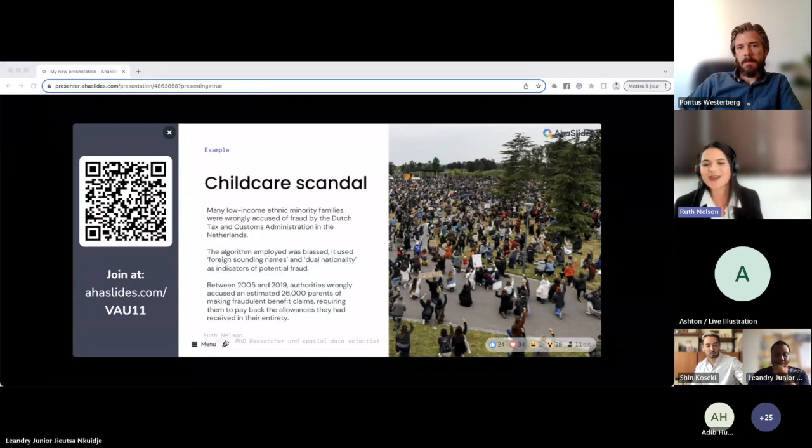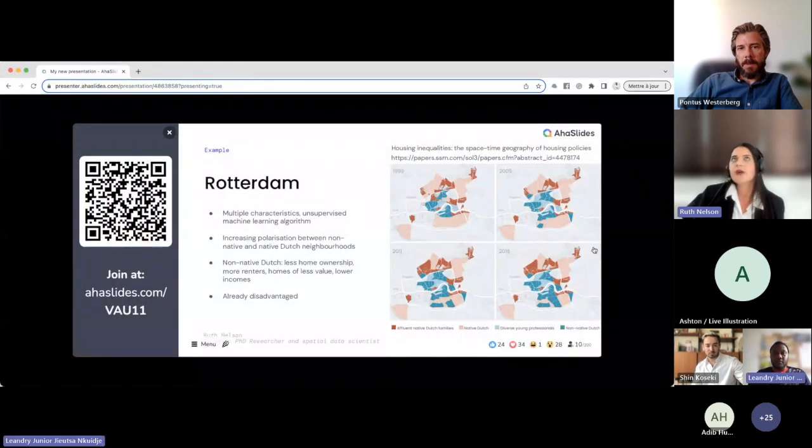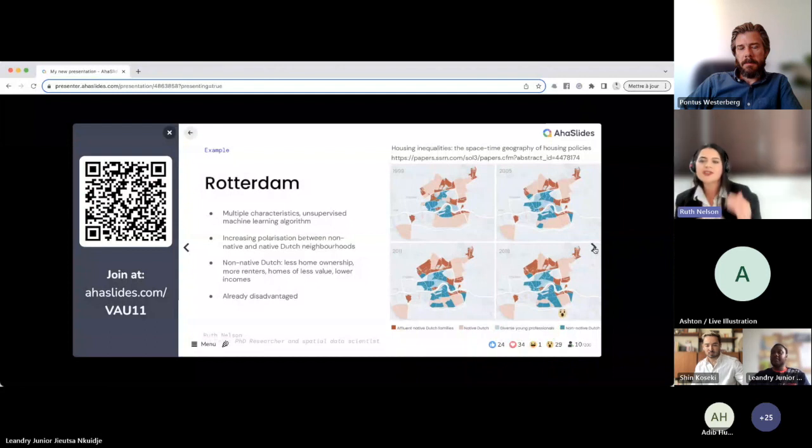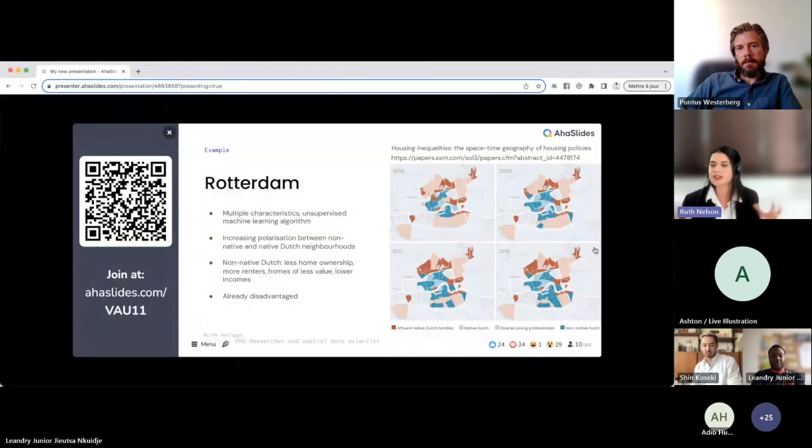So these facts alone are quite shocking, but the next slide is from my own research, to give you context into the multiple inequalities that surround someone who is non-native Dutch in the Netherlands. Essentially, I've studied Rotterdam and looked at different neighborhoods over time with different socio-spatial characteristics, really focusing on housing inequalities. I used an unsupervised machine learning algorithm to classify these different neighborhoods. What I found is that neighborhoods are generally predominantly Dutch or predominantly non-native Dutch, and that there has been increasing polarization in Rotterdam, a city in the Netherlands, over time. The non-native Dutch neighborhoods tend to have lower levels of home ownership. They tend to have more renters, homes of less value, and lower incomes.